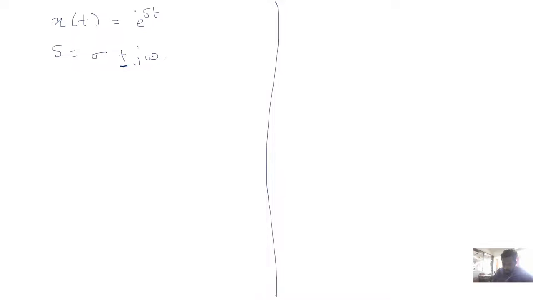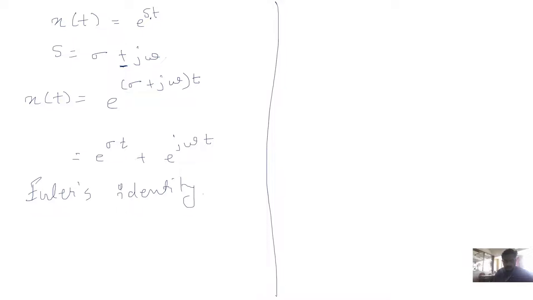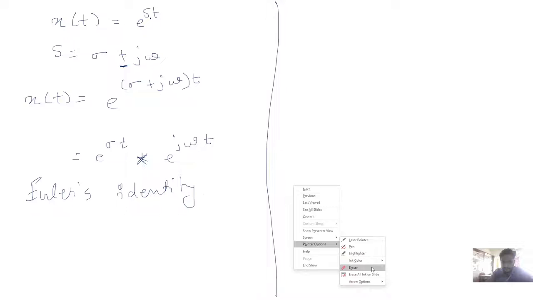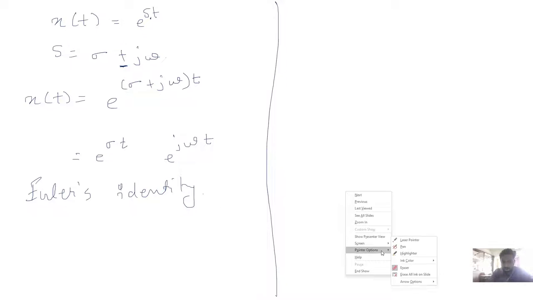Okay, if I replace this s over here with this equation, what I am going to get is that x(t) is equal to e raised to sigma plus j omega, right? I can separate e like this, e raised to sigma t, and this is t over here, into e raised to j omega t. Right, and if I apply Euler's identity to this, what can I get? So this is not plus. Okay, I made a mistake over here. Let me just correct it. This is into, okay.